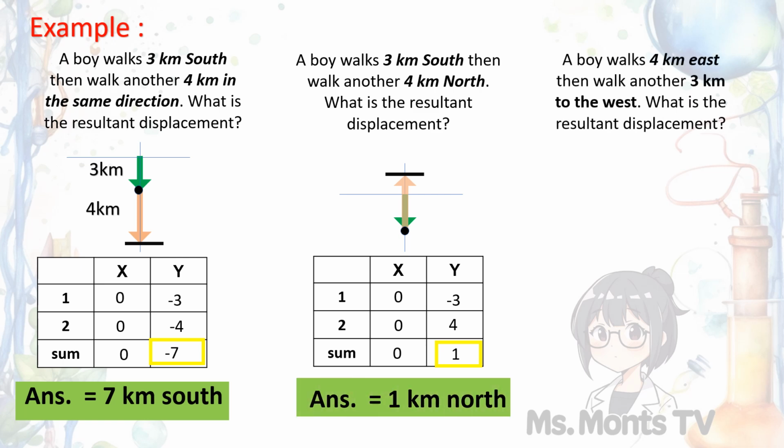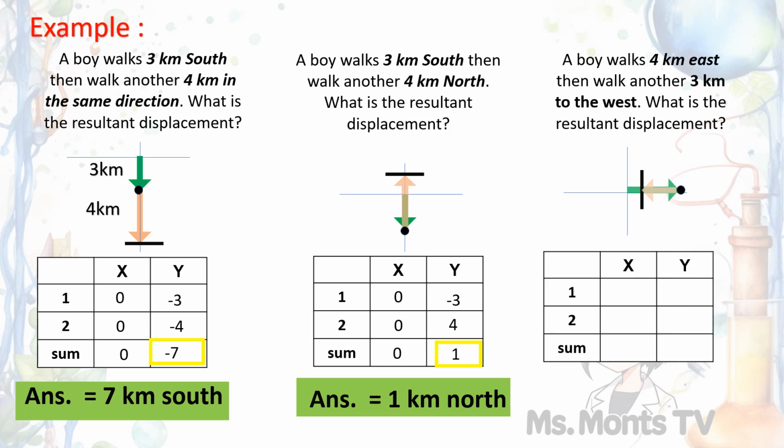A boy walks 4 kilometers east, then walks 3 kilometers west. What is the resultant displacement? So he walks 4 kilometers east. From there, he walks 3 kilometers west. What is the displacement?